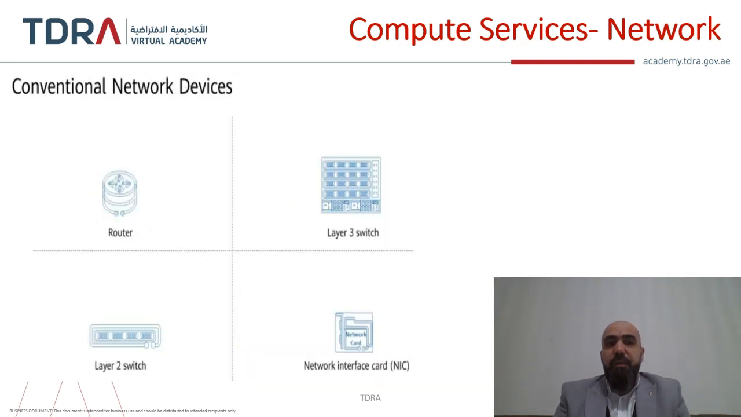Let's talk about conventional network devices: router, layer 3 switch, layer 2 switch, network interface card. Very quickly, a layer 2 switch is a switch that works in layer 2 in the OSI model. It understands only MAC addresses and is responsible for data delivery from hub to hub. A layer 3 switch works in layer 3 in the OSI model. It understands IP addresses, so it is also responsible for data delivery from end to end.